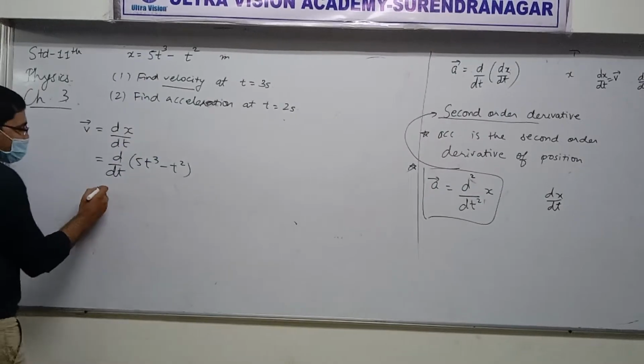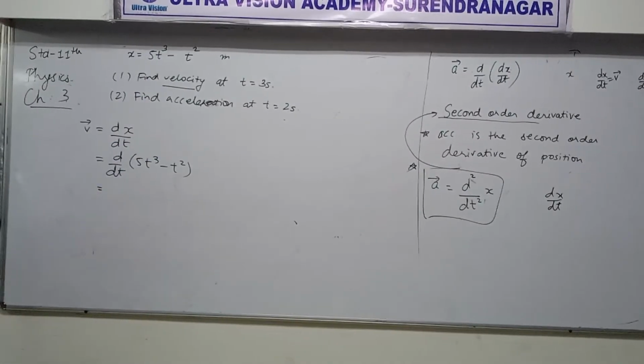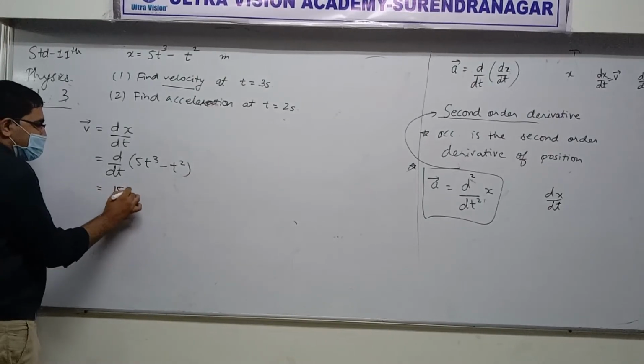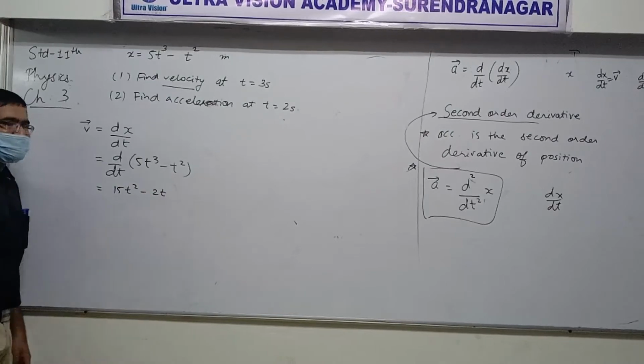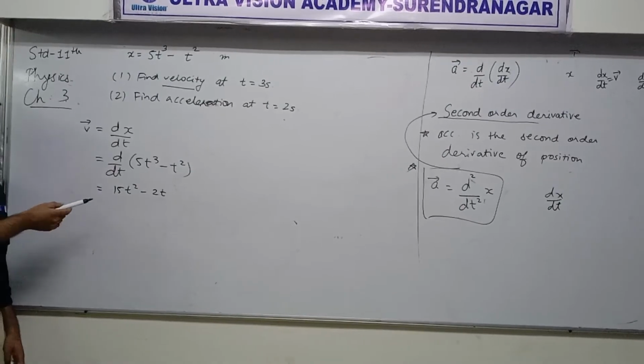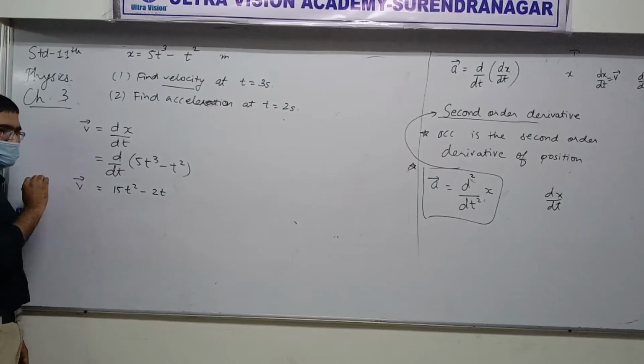5 into 3t square minus 2t. Simplify it, what do you get? 15t square minus 2t. Yes or no? Okay, using all the rules, 15t square minus 2t. Anyone any questions here? No? Then fine. If you have any, ask.